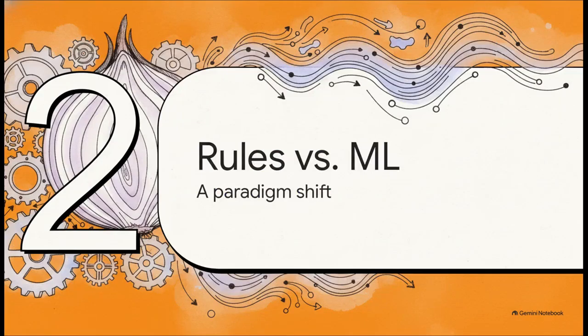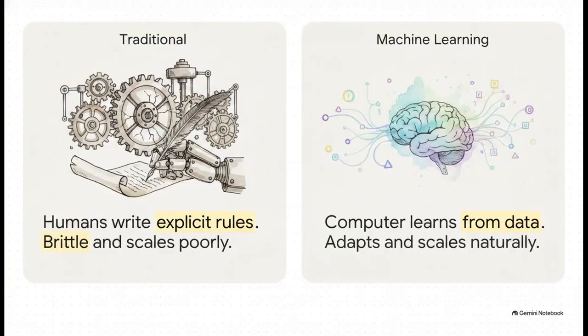Which brings us to section 2, traditional rules versus ML. Time to peel back the onion on this paradigm shift. And this brilliantly illustrates that shift. To really grasp machine learning, we've got to contrast it with the traditional programming we all know intimately.